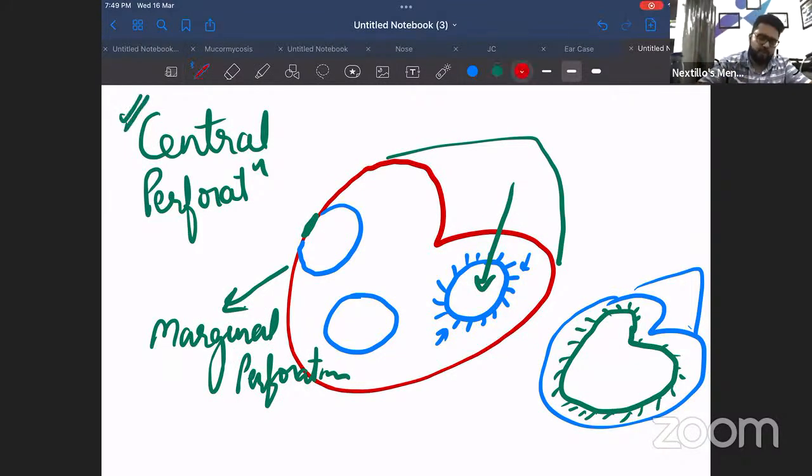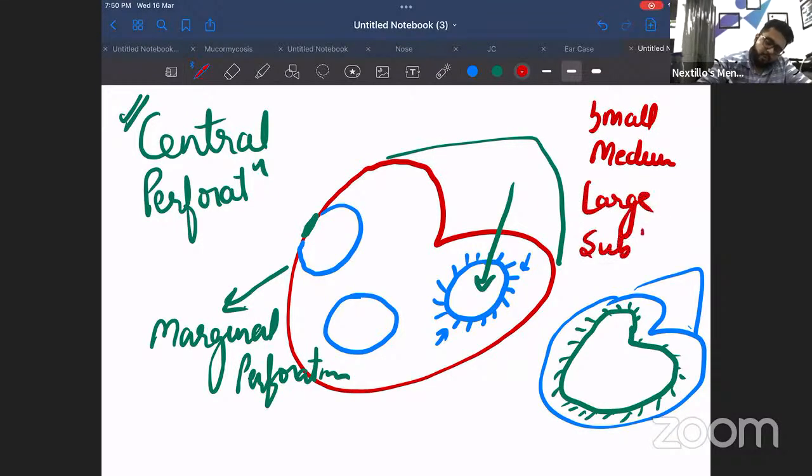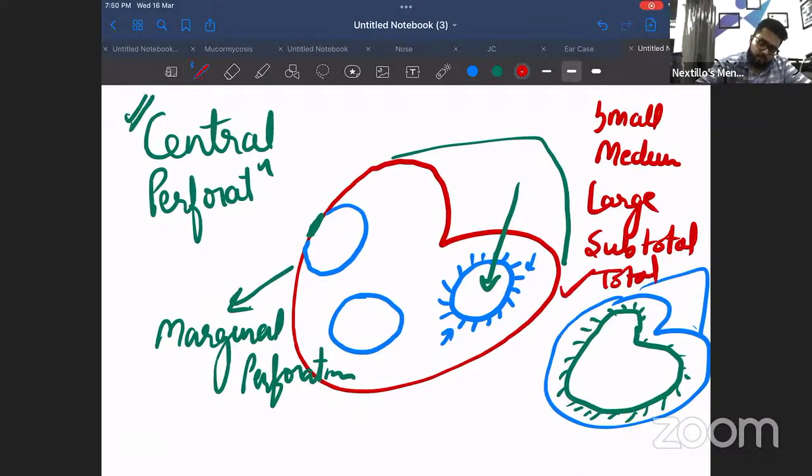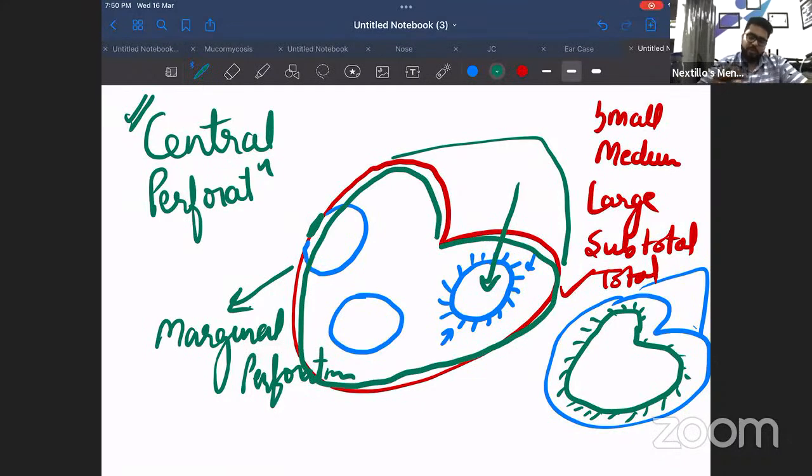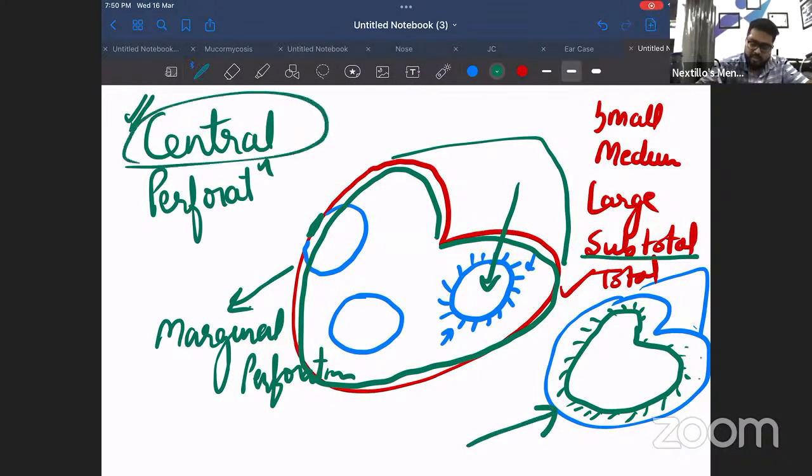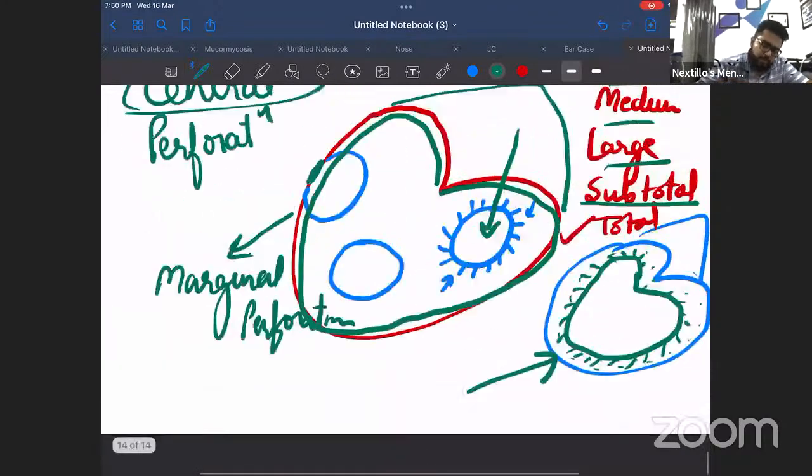Now the size of the perforation, it's either small, medium, large, or subtotal or total. See, total everybody knows. This is a total perforation. Now, what is subtotal, what is large, what is medium, and what is small? This is a subtotal perforation, yet this is a central subtotal perforation, where we can still see normal pars tensa all around the perforation. Now, small, medium, and large are the ones where people usually get confused.